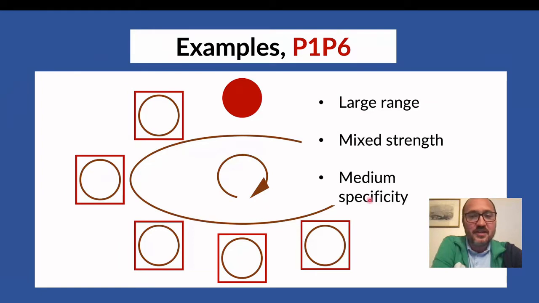So the signal has a large range because it covers 5 seats. It has a mixed strength because it's much stronger for the players close to you than the players further from you. And it has medium specificity because there were actually 2 different signals that you got there. So we know something about black and something about red, but maybe we don't know that much about the other colors.